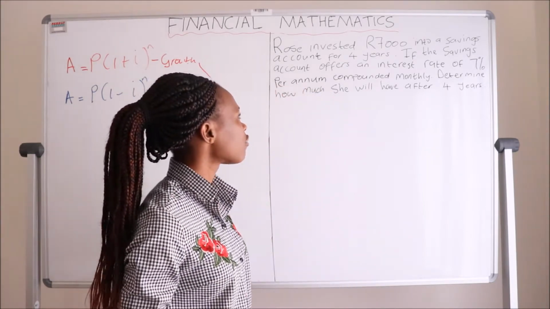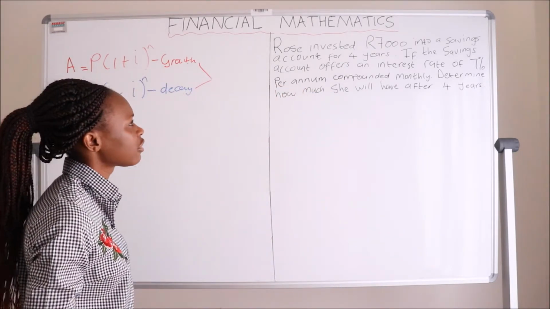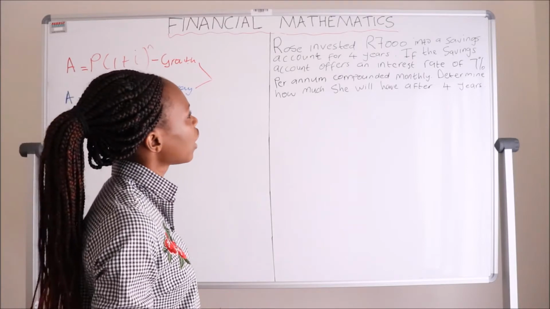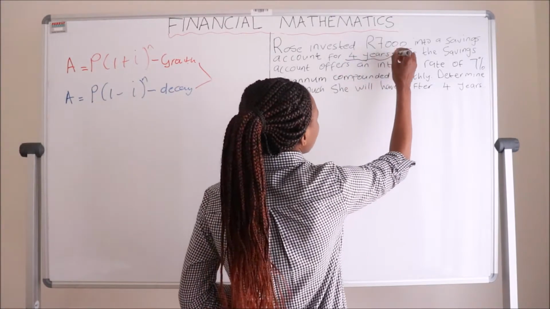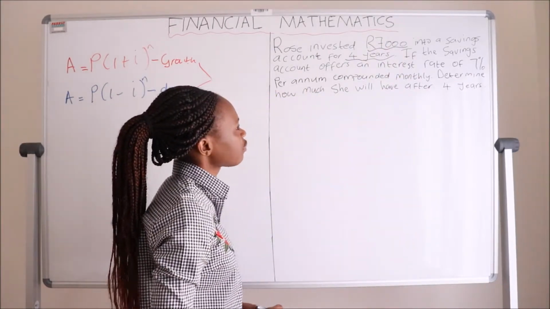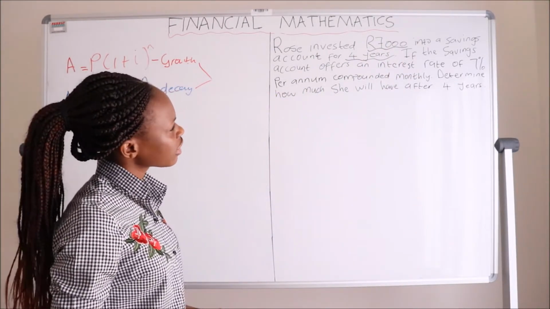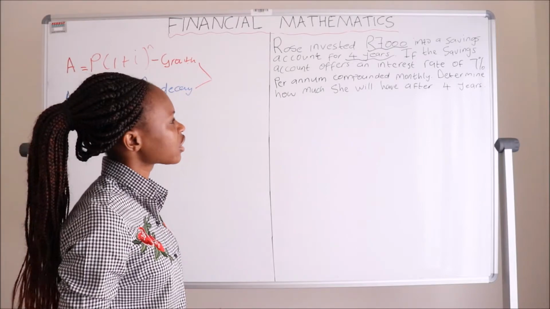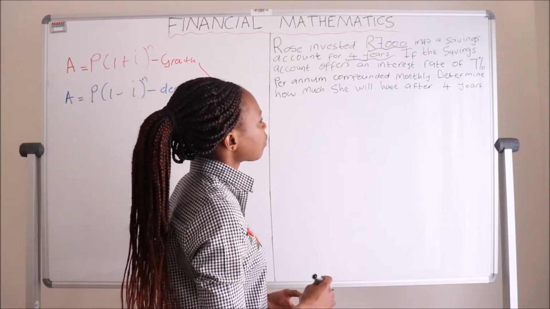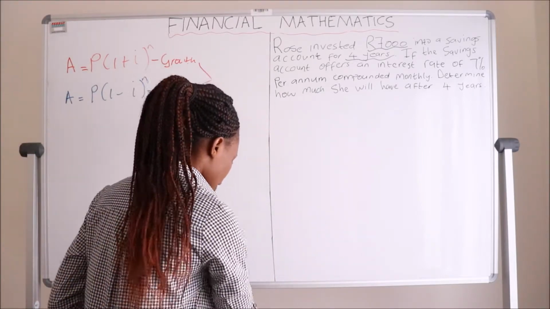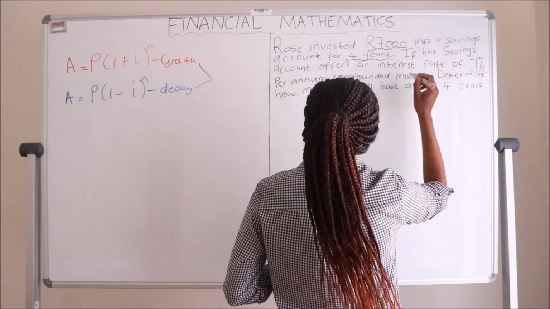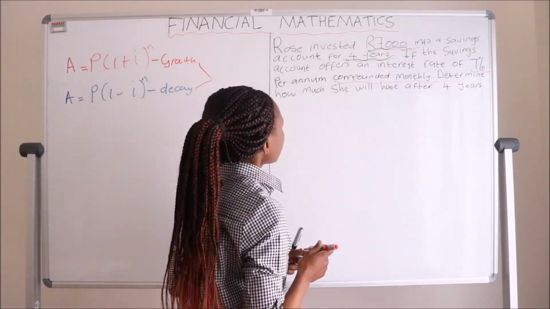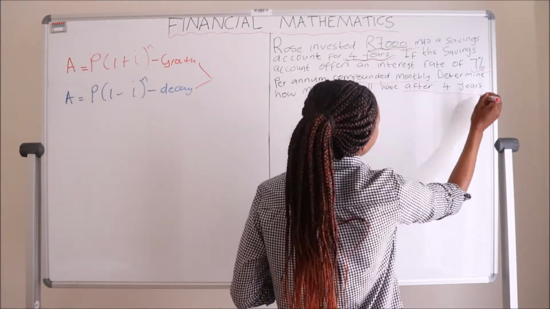Alright, so here we have a question which says that Rose invested 7,000 into a savings account for 4 years. So this is the most important: save 7,000 for 4 years. If the savings account offers an interest rate of 7% per annum compounded monthly, let me just use a red marker, this is 7% compounded monthly. Determine how much you will have after 4 years.